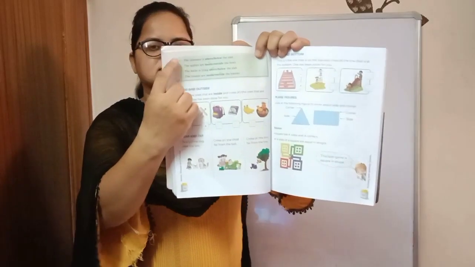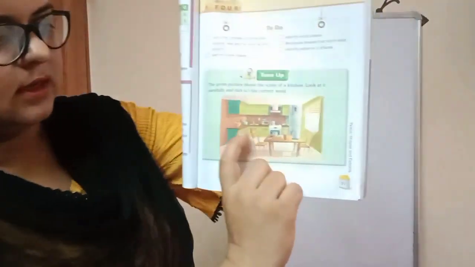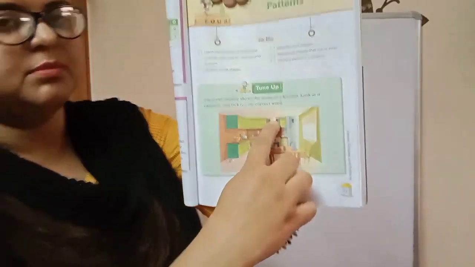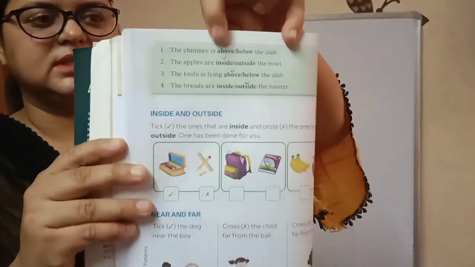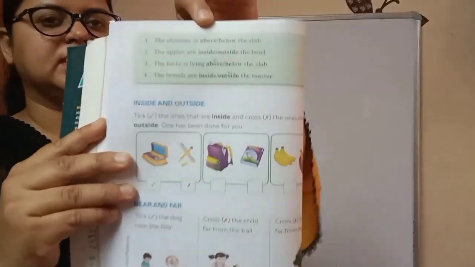Here is the first sentence. The chimney is above or below the slab. चिमनी जो है वो स्लैब के above है या below है. What do above and below mean? Above means ऊपर and below means नीचे. So see in this picture, here is the slab and the chimney is above the slab. So we have to tick here on above. You can see on above we have to tick like this.